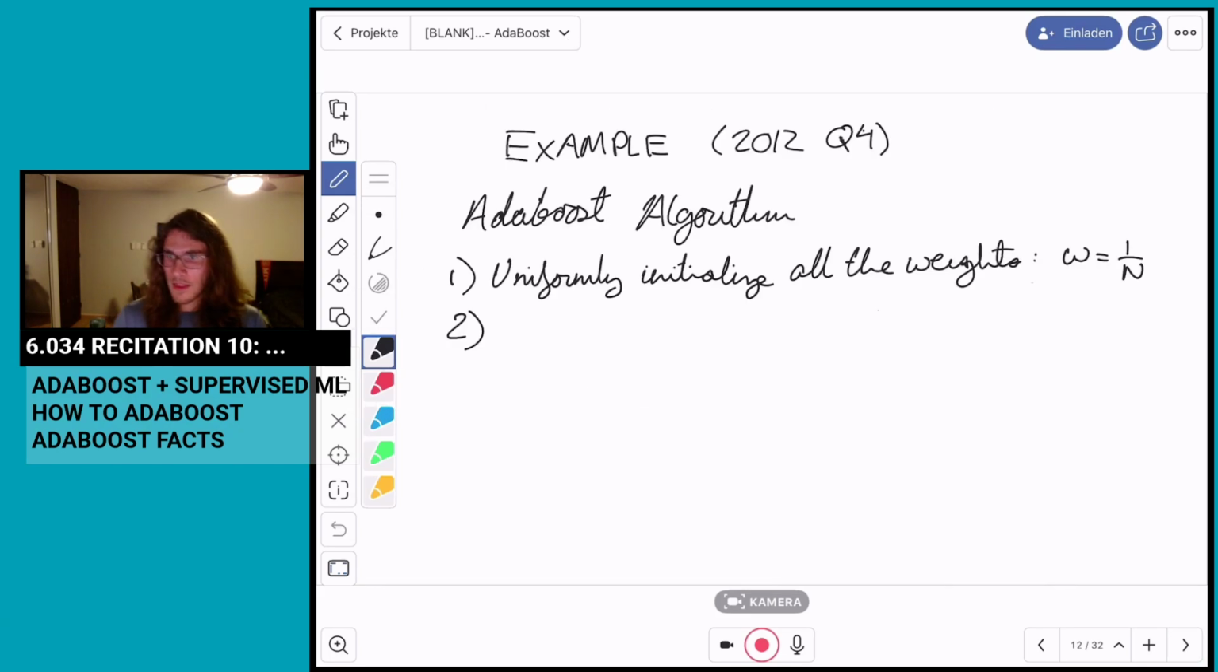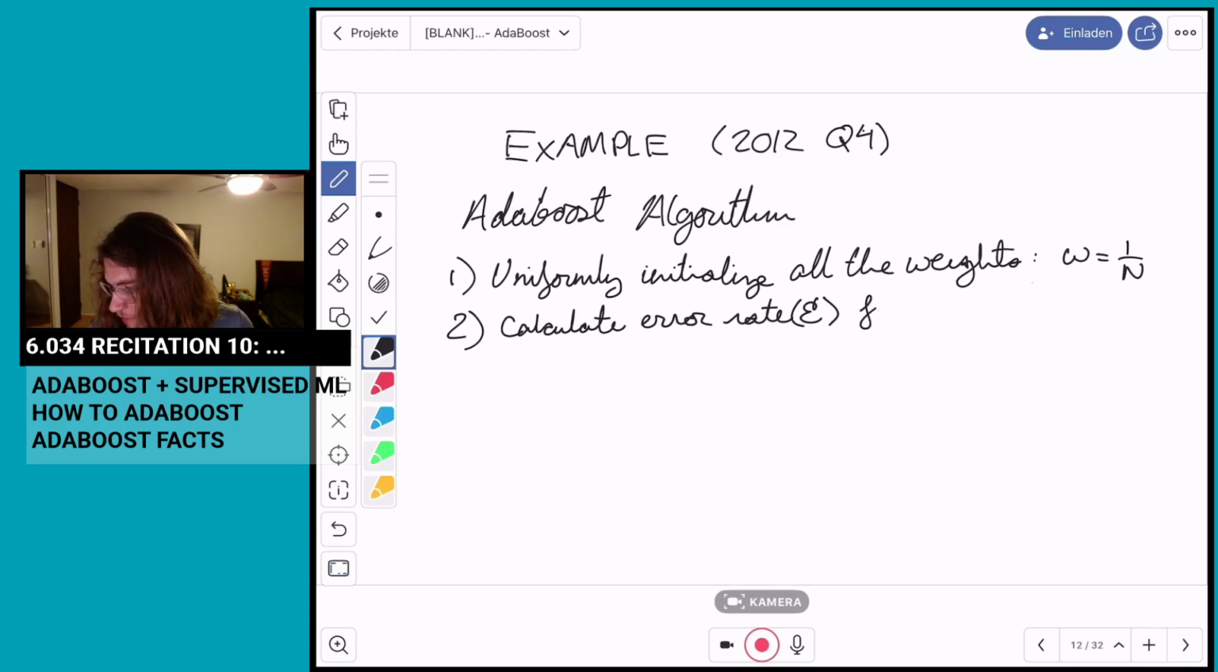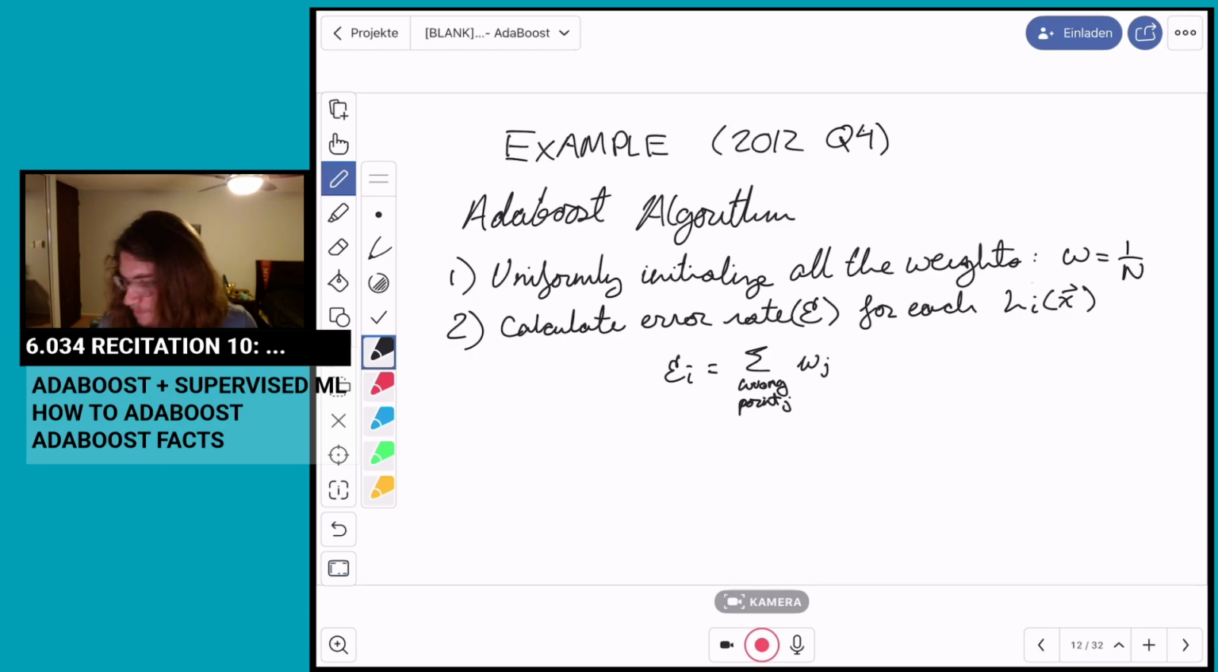After you've done this, then you can start calculating the error rate, because you know which classifiers misclassify which points. And let me give you the formula shortly. You calculate the error rate epsilon for each h_i. And the formula looks like the following. It is extremely straightforward. For each wrong point j, you sum that weight. And that is it.